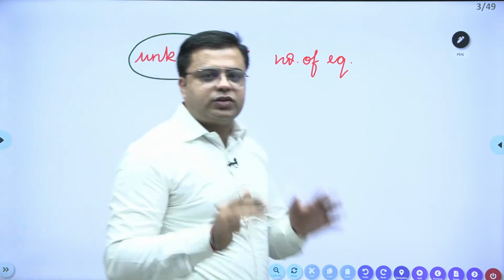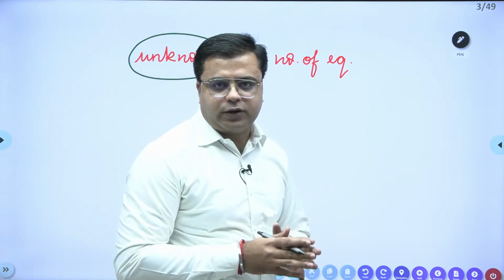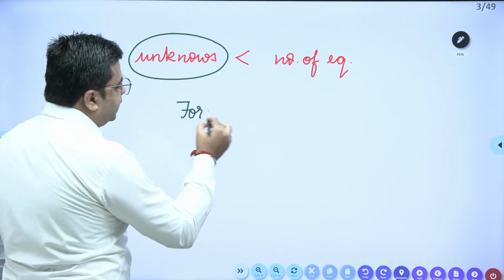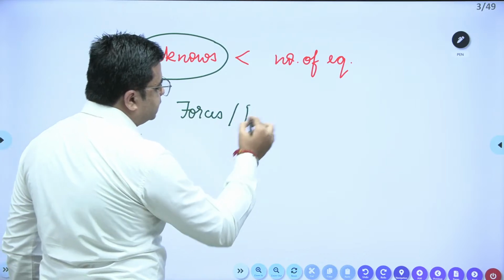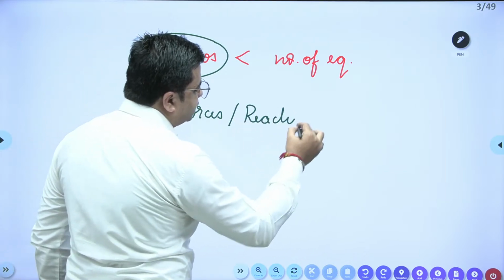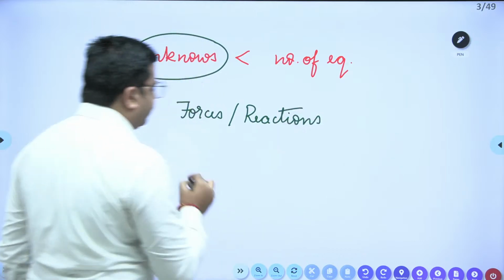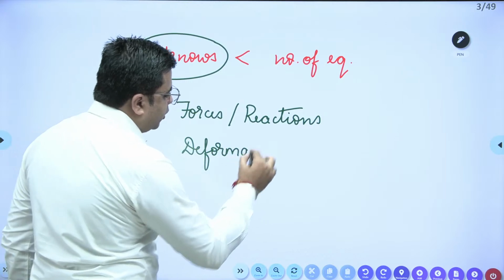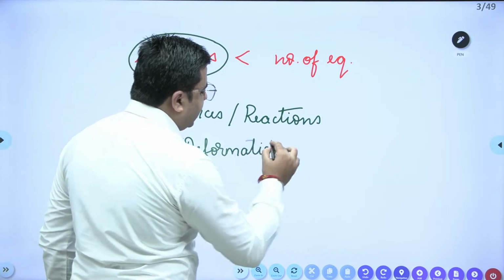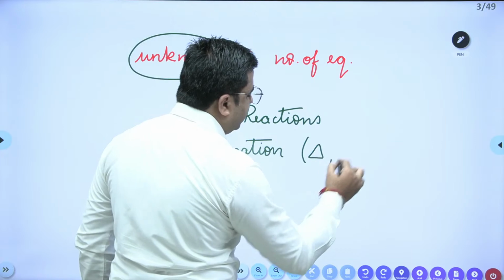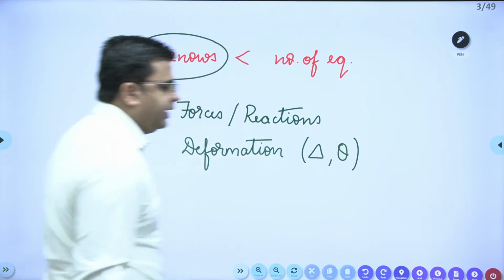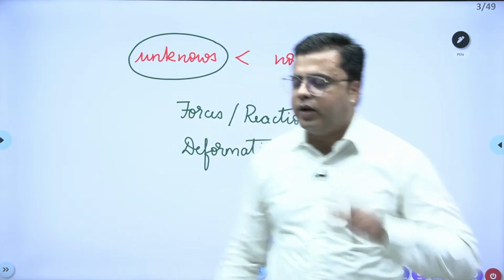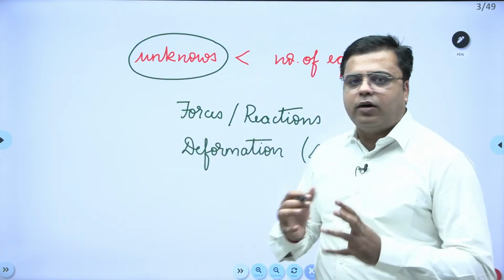If we talk about structural analysis, we have two different types of unknowns. The first one is forces or reactions, and the second one is deformations. Talking about deformations, we can have translational deformation or rotational deformation, delta and theta, right? So in our entire structural analysis, we have two types of unknowns: forces or reactions, and deformations.